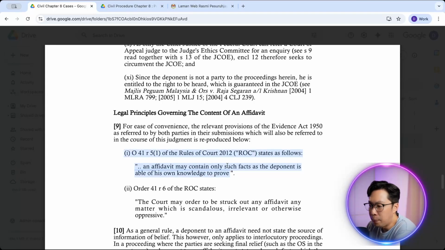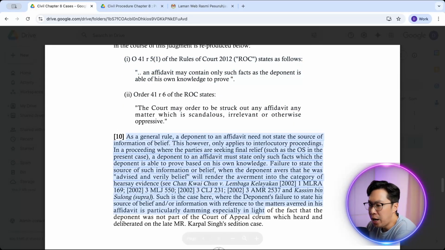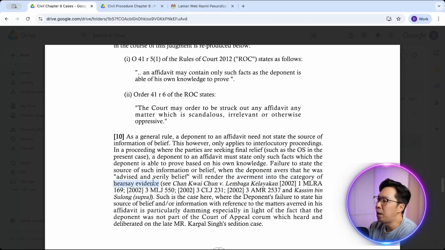Order 41. This is about hearsay. Then you say here: as a general rule, a deponent to an affidavit need not state the source of information or belief. This only applies to interlocutory proceedings. In a proceeding where the parties are seeking final relief, a deponent to an affidavit must state only the facts which the deponent is able to prove. Failure to state the source of information when the deponent avers he was advised will render the averment into the category of hearsay evidence. So, if you are applying for interlocutory, you can have hearsay, but you must state the source. If you are applying for final, you cannot have hearsay. It must be something that you know only.